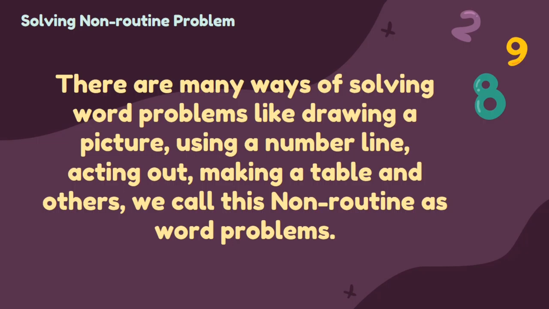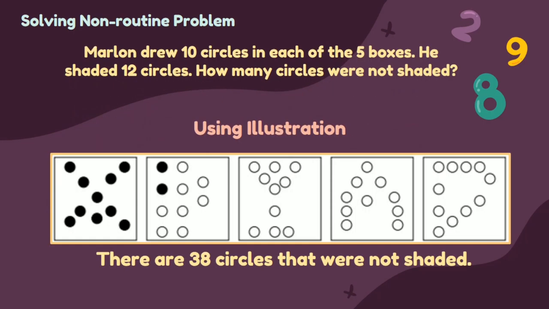There are many ways of solving word problems like drawing a picture, using a number line, acting out, making a table, and others. We call this non-routine as word problems. Based on the non-routine problem, look at the illustration presented. We can see from the illustration that there are 50 circles in 5 boxes. By counting, you will know that 38 circles are not shaded and 12 circles are shaded. Using an illustration is one of the best ways to solve problems. However, you should also know or learn solving problems through mathematical operations.